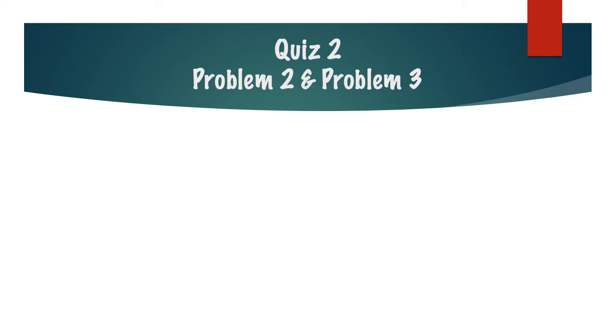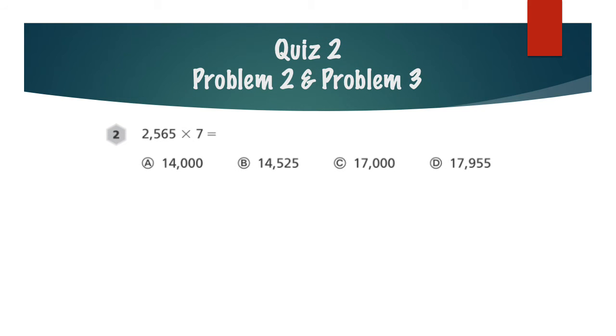All right, next we'll look at problem 2 and problem 3. Well, problem 2 is no doubt a multiplication problem. Are you able to multiply 4-digit numbers by a 1-digit number to find the solution? What strategy did you use? Let's check your answer. How did you do?